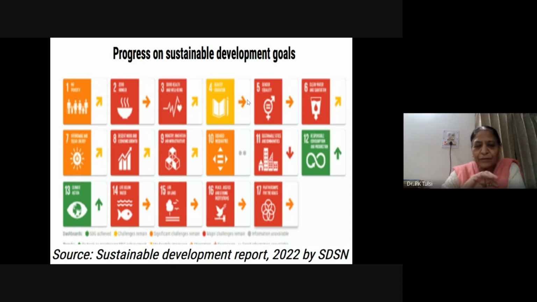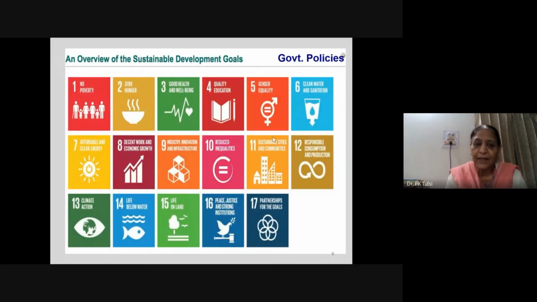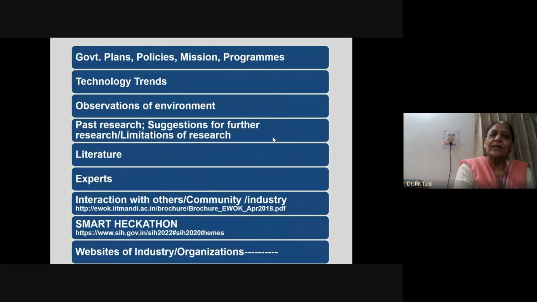So this is where we find that in case of India, in case of 11 of the sustainable development goals, we have not made much progress. So the first thing which we need to look into to generate ideas for a project is the plans, policies, missions, and programs. Then comes the technology trends.